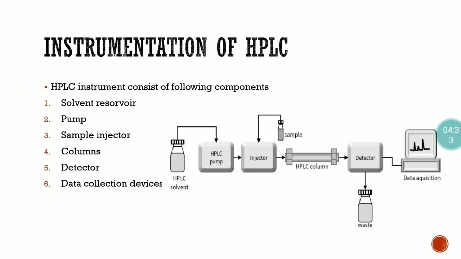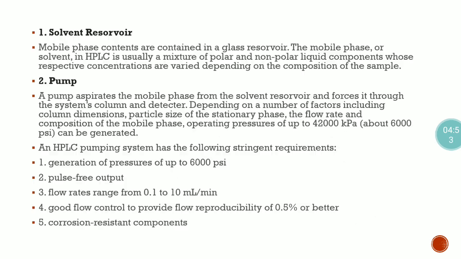So, instrumentation of HPLC. HPLC instruments consist of the following components. First one is solvent reservoir, second one pump, third one sample injector, fourth column, fifth detector and sixth data collection devices. So first one, solvent reservoir.